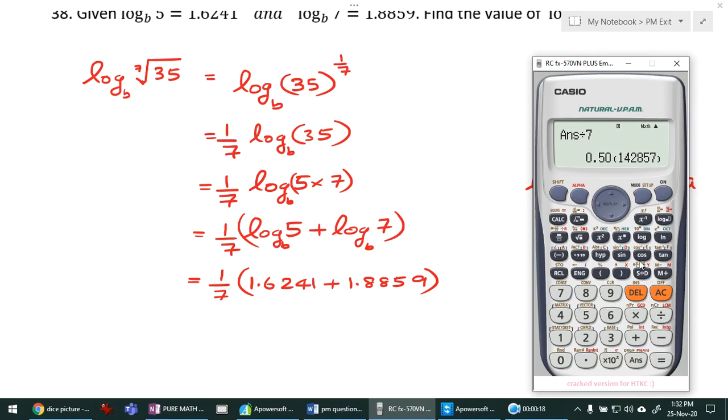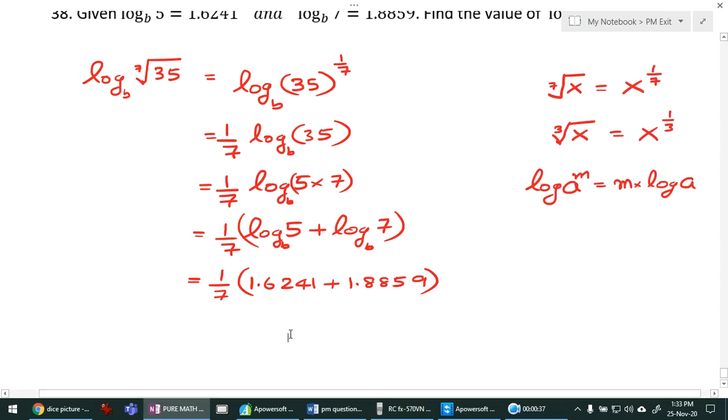So the answer is 0.50142857. This is written in brackets because 142857 keeps on repeating. So it is 0.50142857142857, like that it will go. So we will take only the first two, 0.50. So the answer is 0.50.